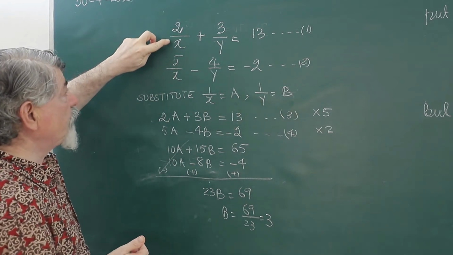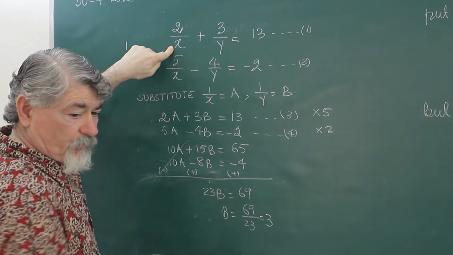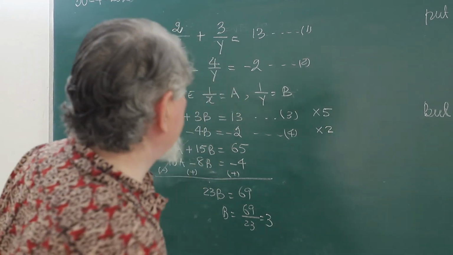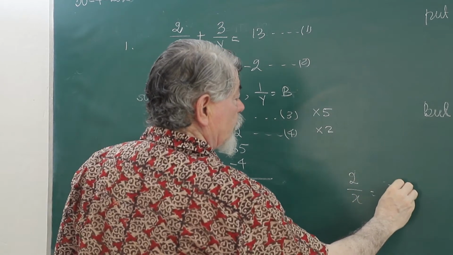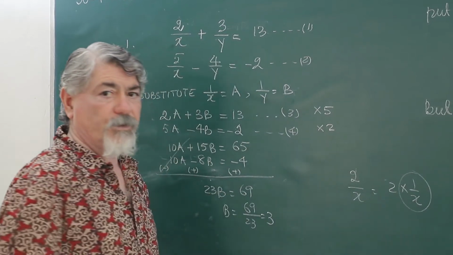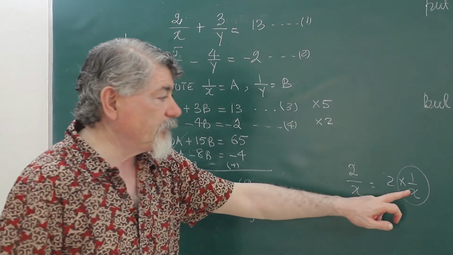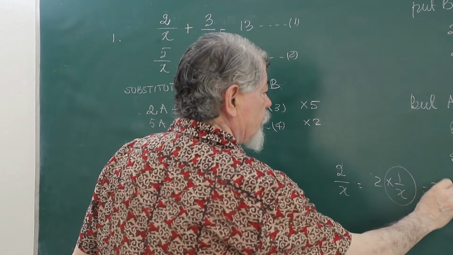Like if I put 1 upon x as a, I get 2a. Because you see, what is 2 upon x? 2 upon x is 2 into 1 upon x. So in place of 1 upon x, what am I substituting? I am putting the value a. So it becomes 2a.